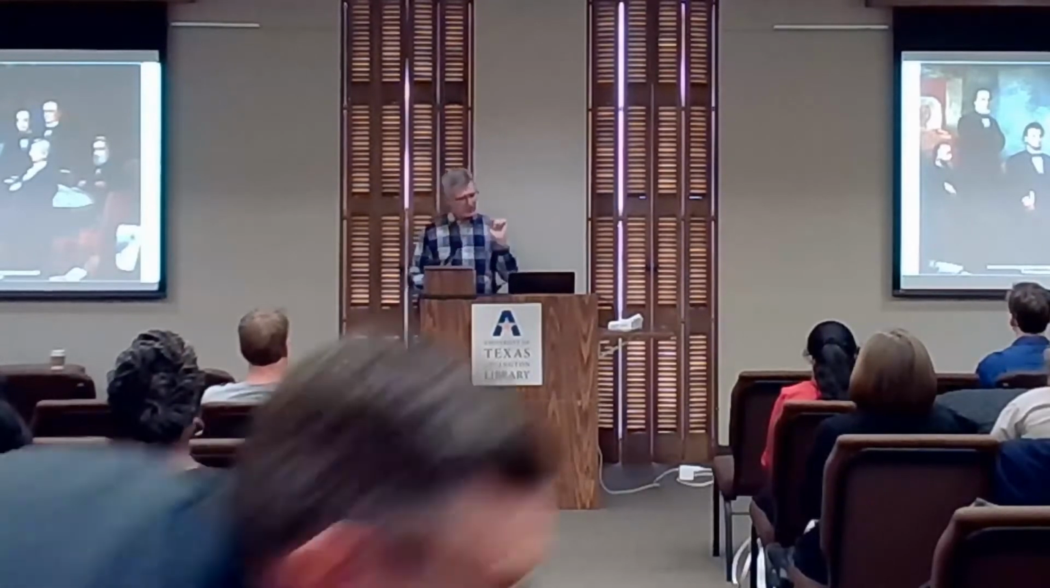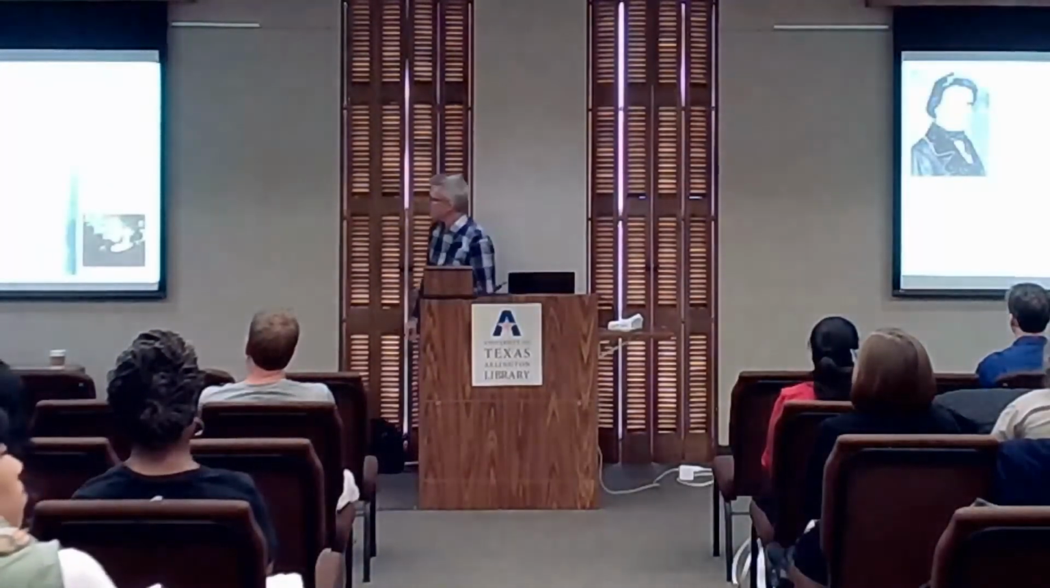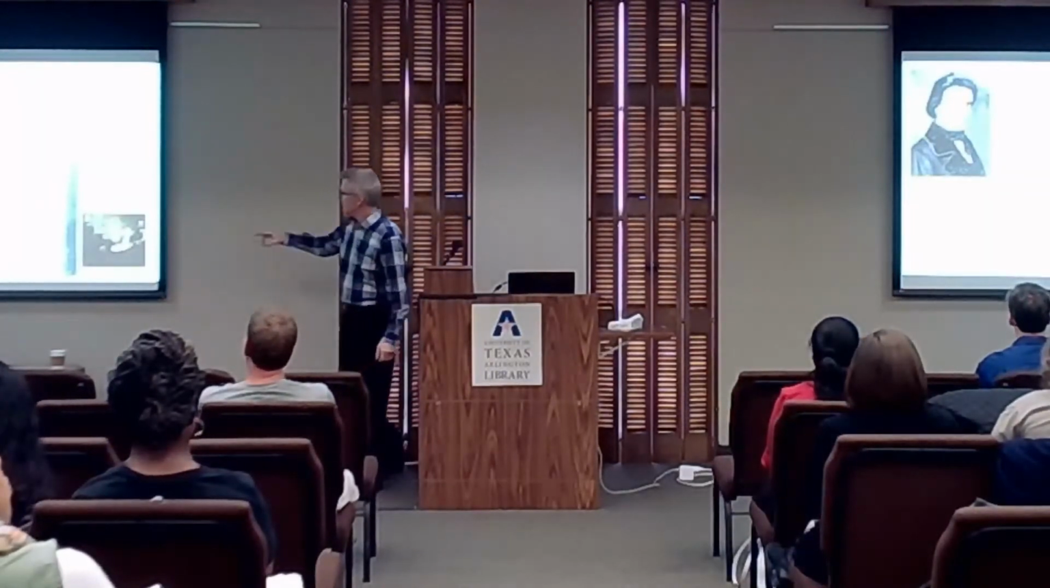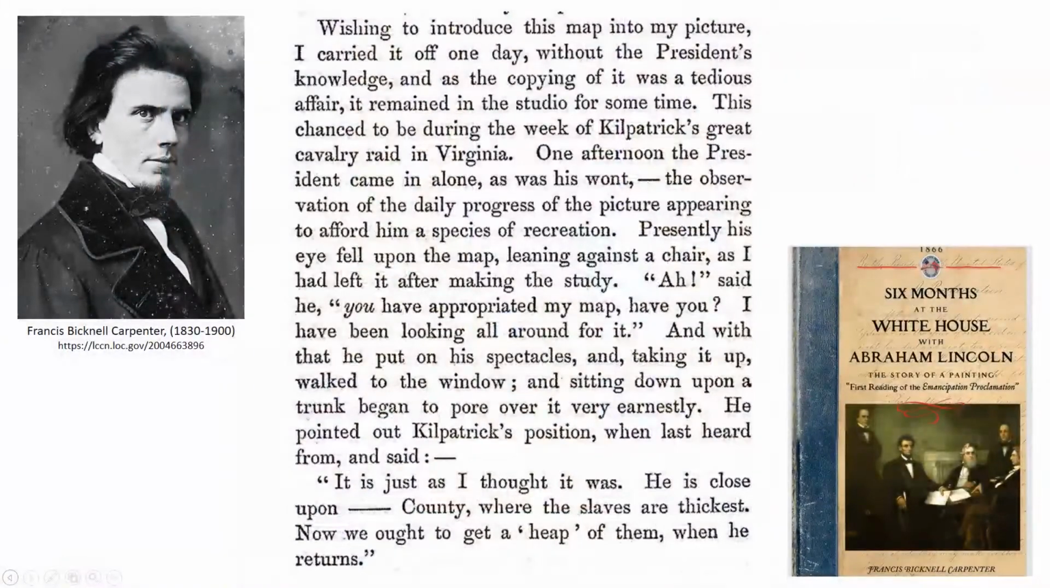So Carpenter actually says in his memoir that he took, here's a photo of Carpenter. He took that map, Lincoln's copy of the map. Imagine that today, just go and go, hey, the president uses this. I'm going to take this over to my studio for a little while. So he took the map with him to his studio so that he could reproduce it in his portrait.